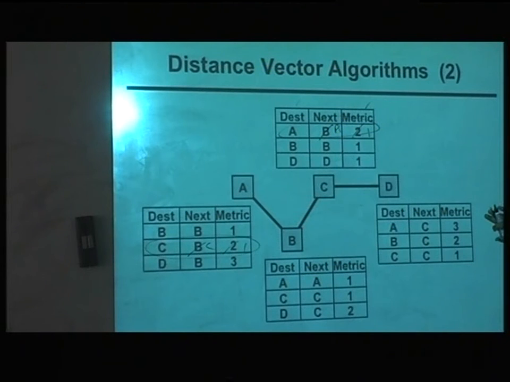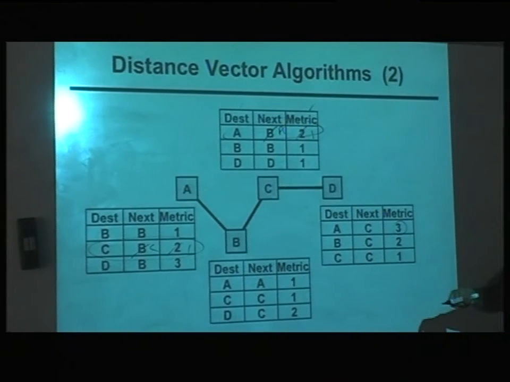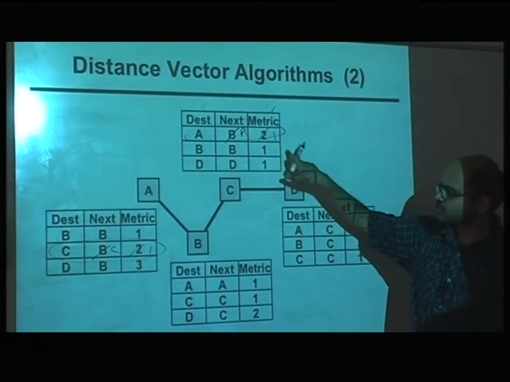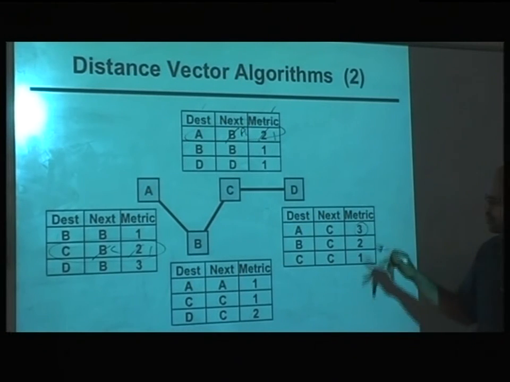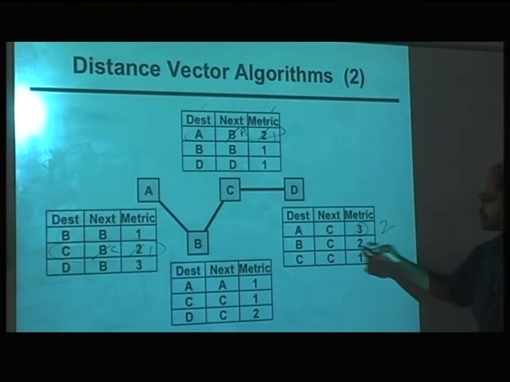For A, its metric is 3, and what C is advertising now is 1. So 1 plus 1 is 2. Since 2 is less than 3, it will update. Now when all the soldiers move to the next step, he will send this information. What about B? It remains the same, because this is 1 plus 1, which is 2, and this is 2, so it's fine.